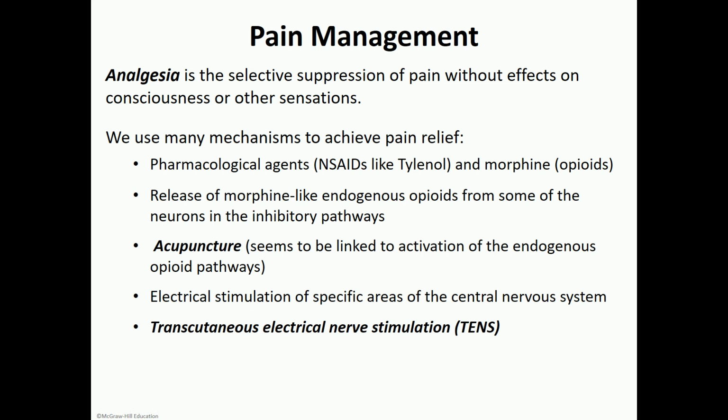Sometimes we try to stimulate them, for example, using acupuncture. That would activate the endogenous endorphins. We can sometimes stimulate different parts of the CNS through electrical stimulation, a process known as transcutaneous electrical nerve stimulation, or TENS, where you're giving tiny electrical stimuli through the skin. When you overstimulate these receptors, that leads to their adaptation, and they will no longer pick up pain.